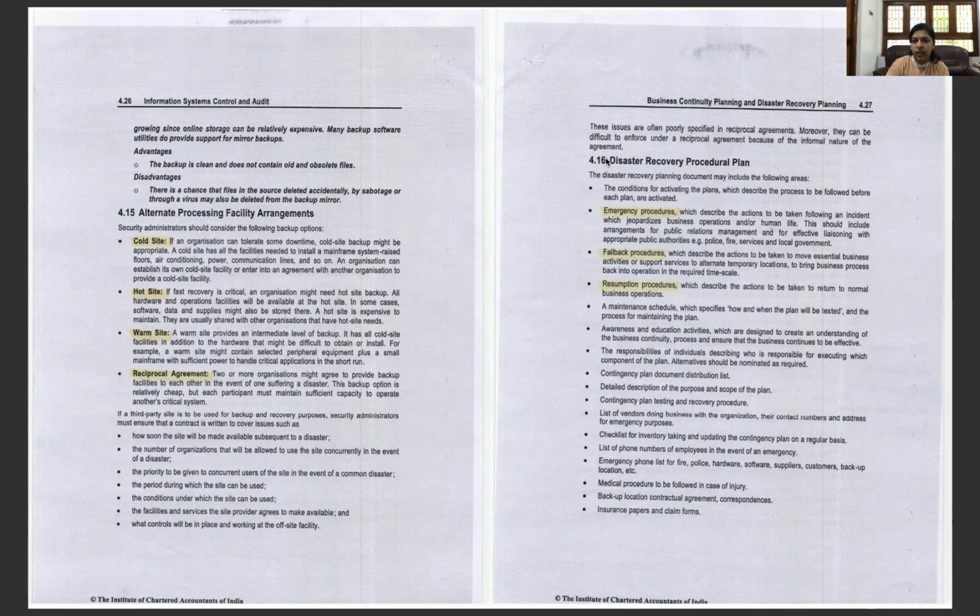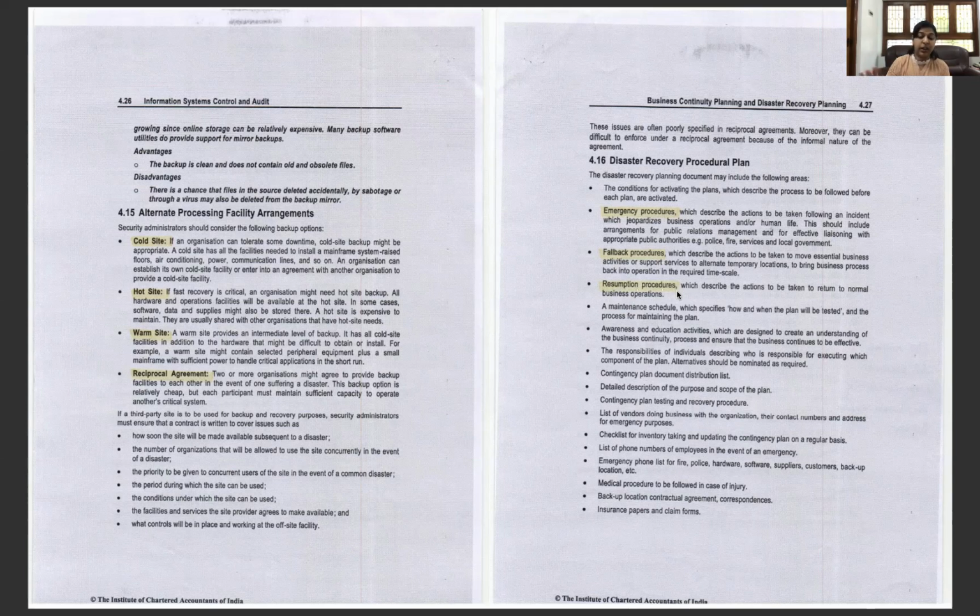So what are the contents of a disaster recovery procedural plan? This is kind of a story. You can remember it in the way of a story. But there are three key procedures which we should remember. First is the emergency procedure, next is the fallback procedure, and next is the resumption procedure.